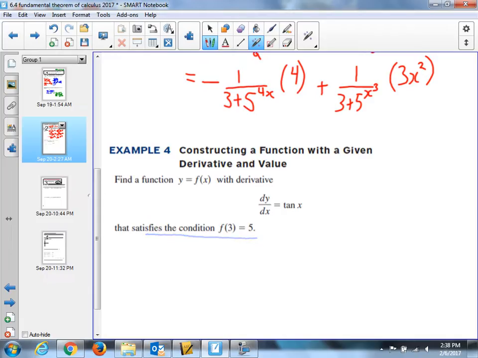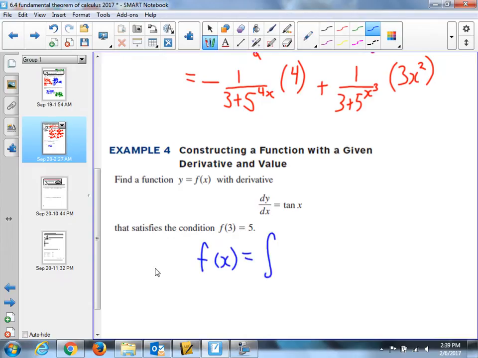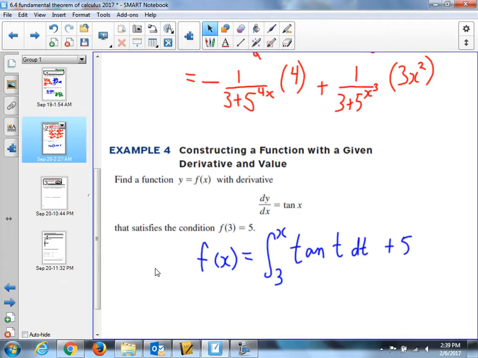And I was like, what? Let's see this, though. Look at this, and we'll see why it works. F of x, here's a function from 3 to x. Make it as simple as possible. Integral of tan of t dt. After that, plus 5. This is the answer to the question.